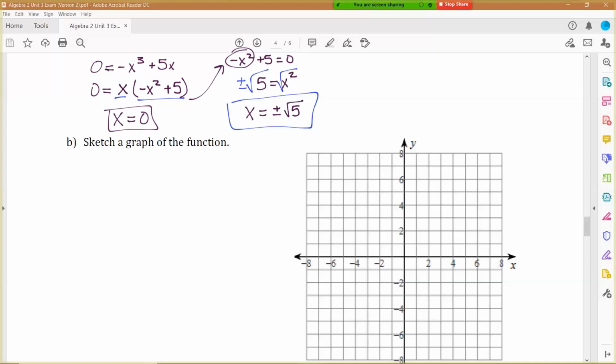So for part B, we're asked to sketch a graph of the function. We already found the zeros. Remember, the zeros are where your graph is going to cross the x-axis. So we know that we're crossing the x-axis at 0. Well, if I was asking you to graph the square root of 5, how on earth would you know what the square root of 5 is unless you found the decimal? So you're going to have to take your calculator, find the square root of 5 to get an approximation of where we're going to put a point on our x-axis.